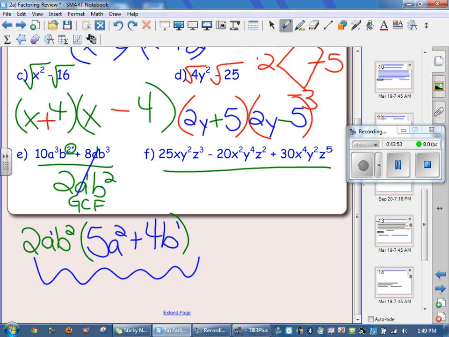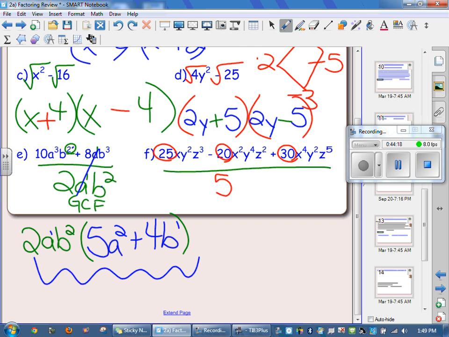What digit will they all divide by? They will all divide by a 5. Okay? That's the coefficients you're looking at. That's what they divide by. If they were all negative, you would divide a negative out. Only one of them is negative, so we're just going to divide the positive one out. Now we look at the variables. Do they have an x and a y and a z in all 3? Yes. Then that means I can take an x, a y, and a z out.